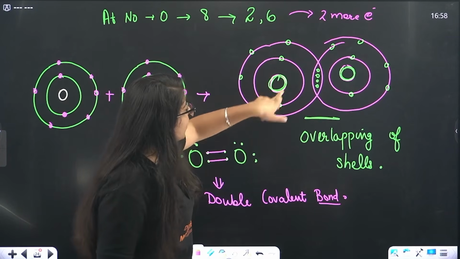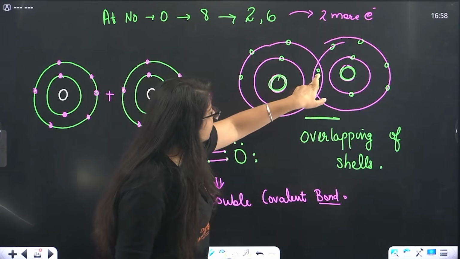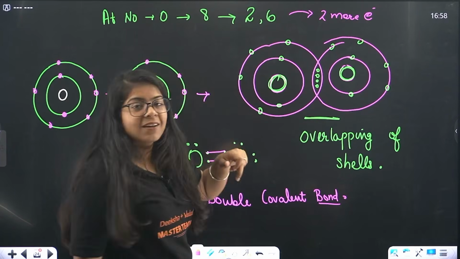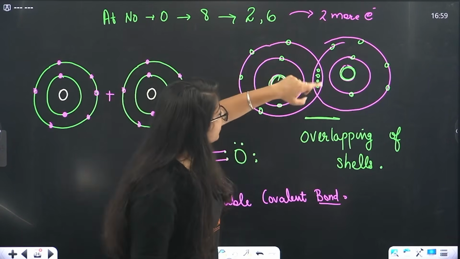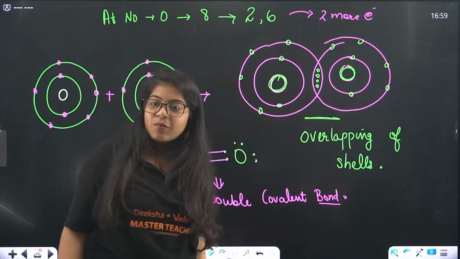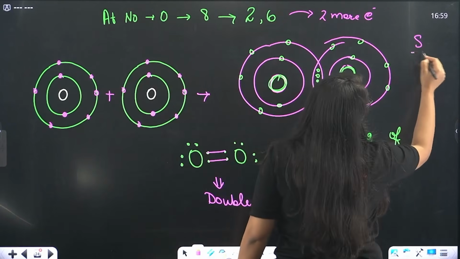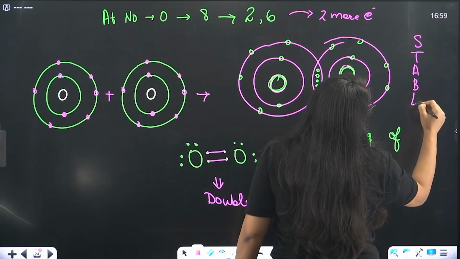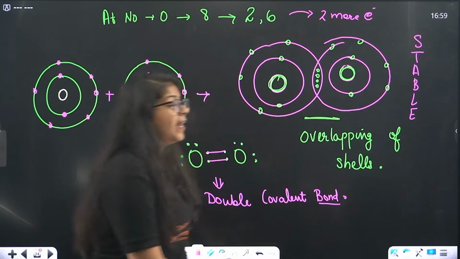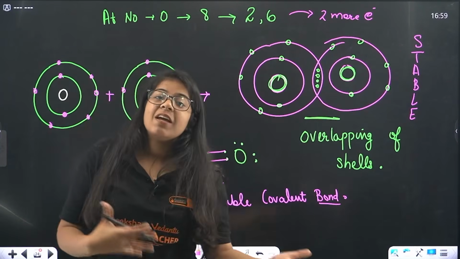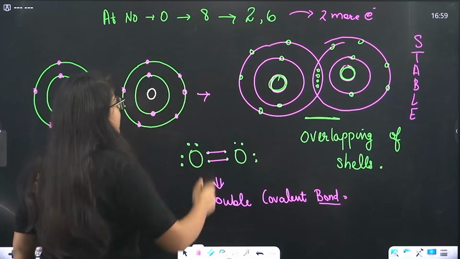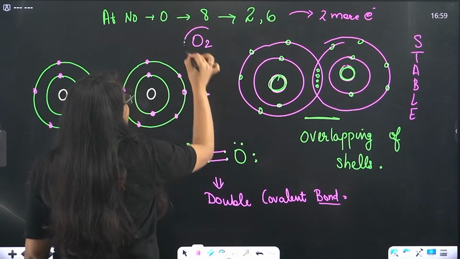Now count the number of electrons of this oxygen. 1, 2, 3, 4, 5, 6, 7, 8. That's what we wanted. Why did they do it? To become more stable. And that is why on this earth, everywhere when you talk about oxygen, you say O2.